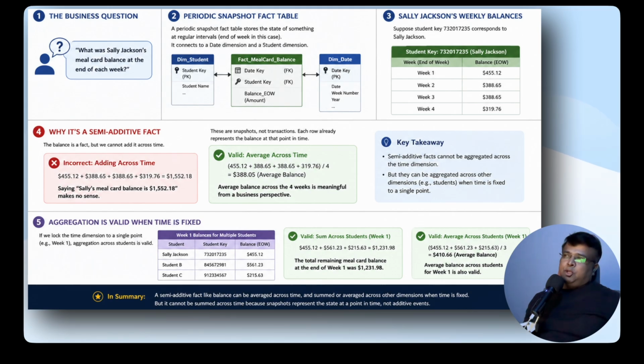That is valid because we fixed the time dimension to one specific snapshot and aggregated across students instead. You could also calculate the average balance across students for that same week without any issue. So the key takeaway is this: semi-additive facts can usually be aggregated across some dimensions but not across all the dimensions, especially not time. And that is why periodic snapshot fact tables are so useful.